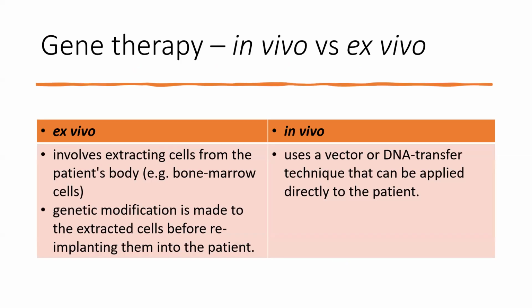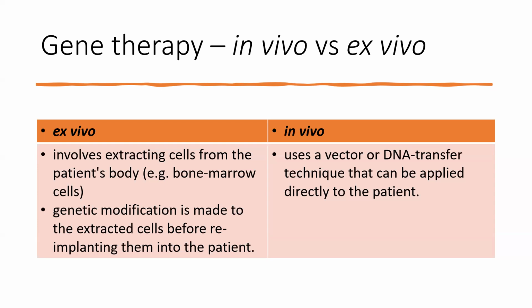Now, there are two ways to approach this gene therapy, okay? You can do it outside of the body, which is called ex vivo, or you can do it inside the body, which is in vivo. In ex vivo, you would take the cells out of the person, and then you would manipulate them, change them, modify them in the lab. And afterwards, you make sure that all the changes are good, and then you put them back into the person and let them do their job.